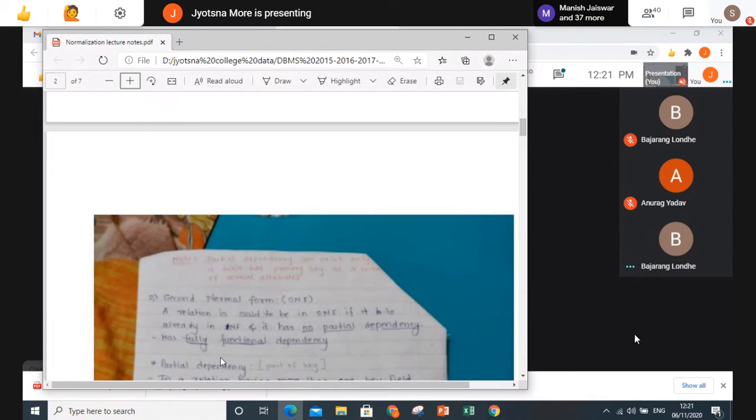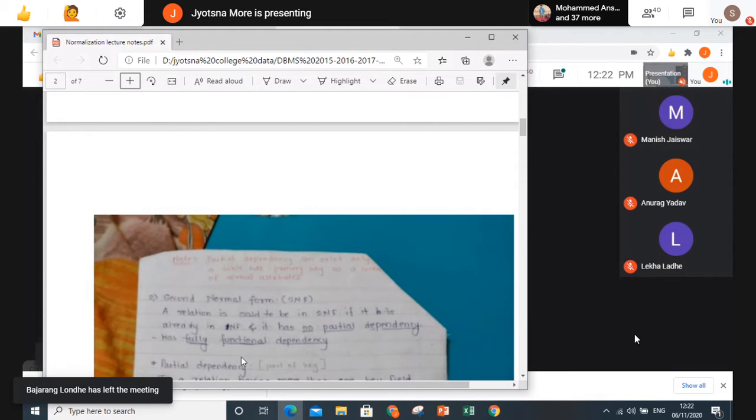So you have to check. Always go in order when you are solving the sum. A relation has to be in 1NF first. Once you are done with the 1NF checking, then only can you go ahead with the 2NF part. Always remember. So you have to check whether the relation is in 1NF or not. If it is in 1NF, you can check it for 2NF. So a relation is said to be in 2NF if it is already in 1NF, first normal form, and it has no partial dependency, or it has fully functional dependency.